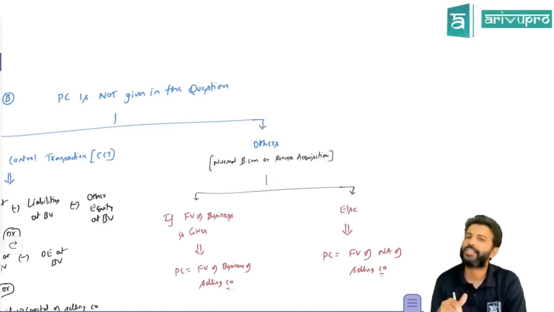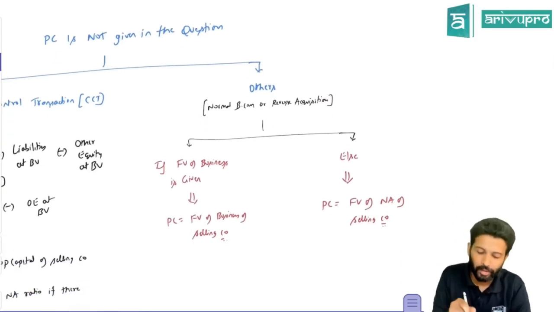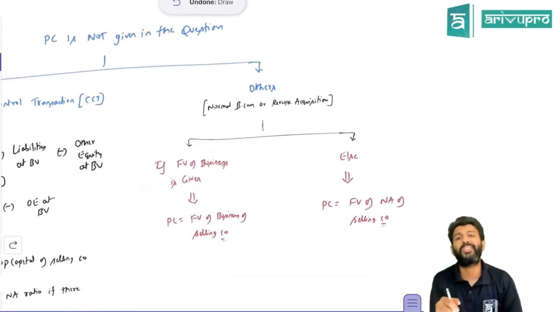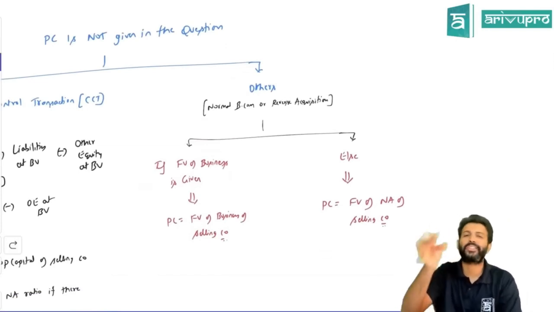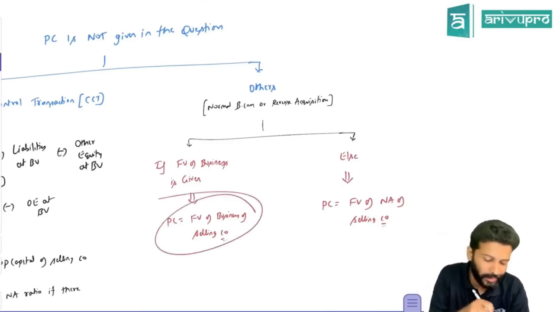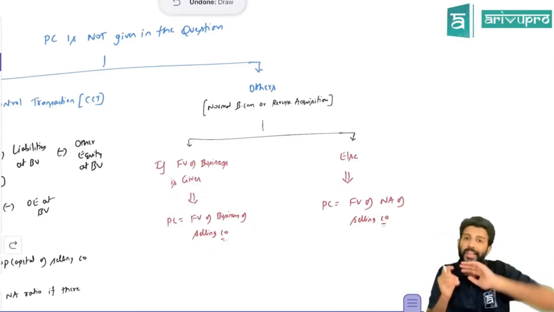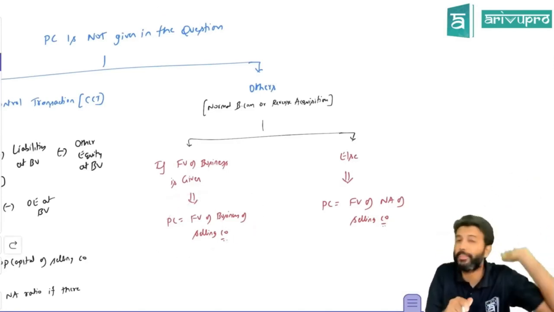So if it is a normal business combination or reverse acquisition and PC is not given, what to do? Check, in some problems, they will directly give you the fair value of business of the selling company. Check if that is given. If that is given, that itself becomes your PC.